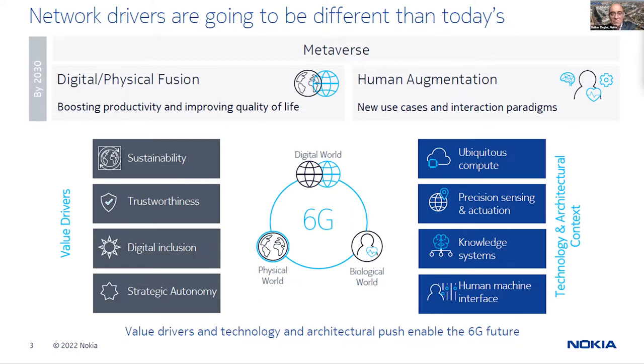Now, this is a theme I'll come back to in just a minute, a very powerful theme with 6G. Knowledge system, pervasive AI/ML, and then last but not least, and maybe one of the more difficult challenges: how do we interact with machines? How do humans interact with machines in the 6G era? Next slide, please.